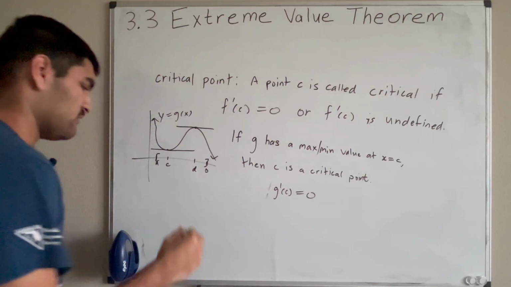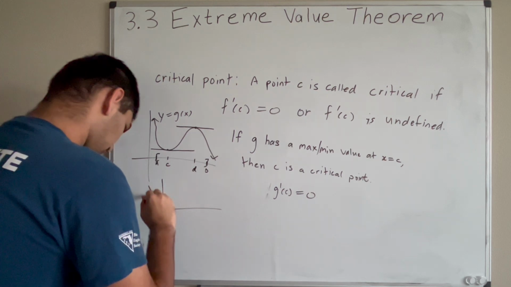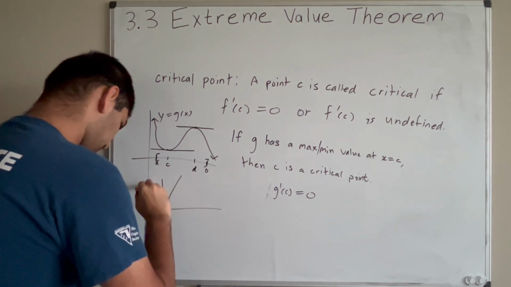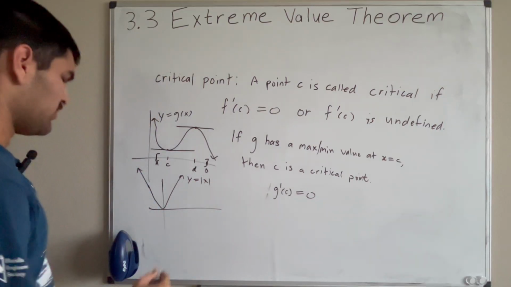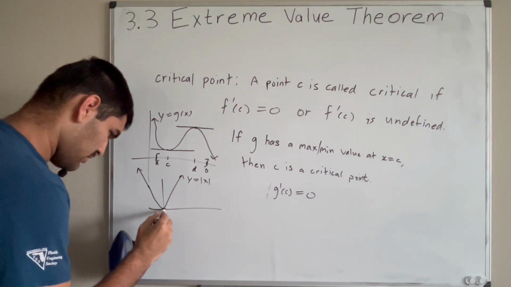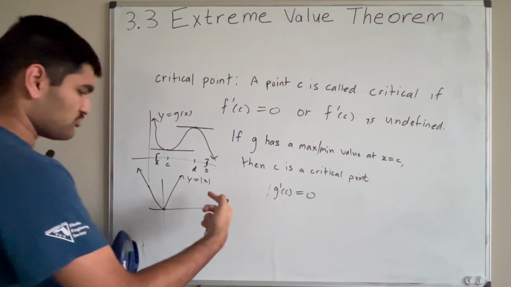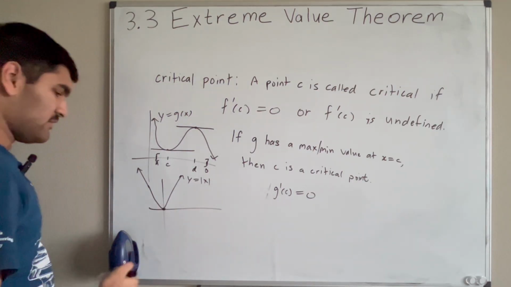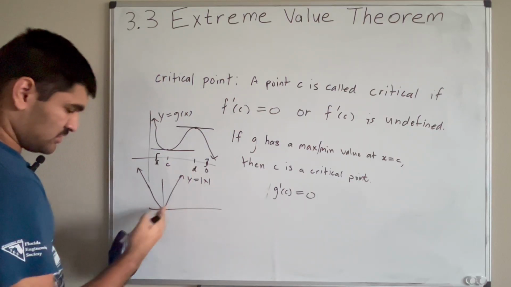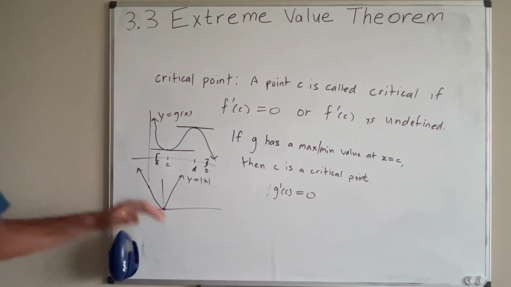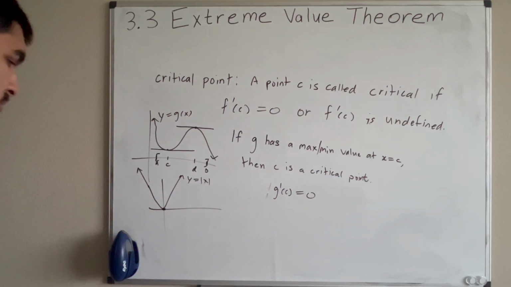Well, consider the absolute value function, right? If we have the absolute value function, it looks like that. So this is y equals absolute value of x. Note, look at x equals 0 right here. Here the derivative isn't defined because as you approach 0 from the right hand side, you get a tangent line equal to 1. But as you approach 0 from the left hand side, the tangent line is equal to negative 1.